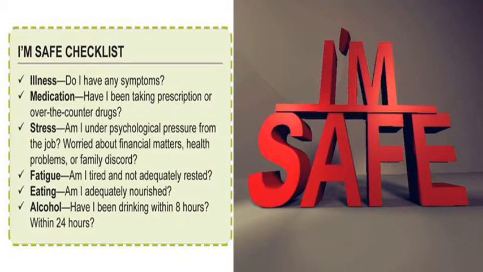Eating. Am I adequately nourished? Alcohol. Have I been drinking within 8 hours? Within 24 hours? By law, I cannot have an alcohol blood content of more than 0.04% per 91.17.